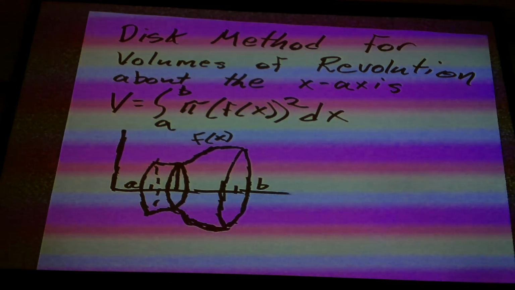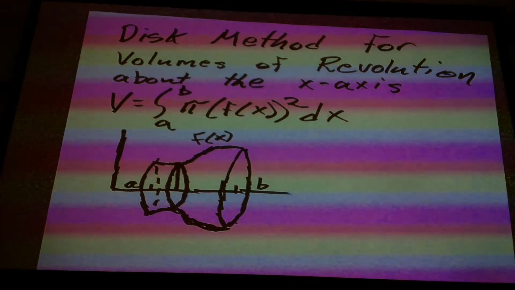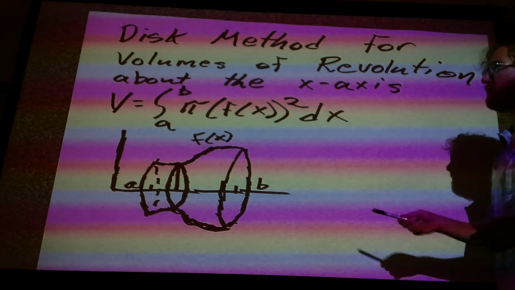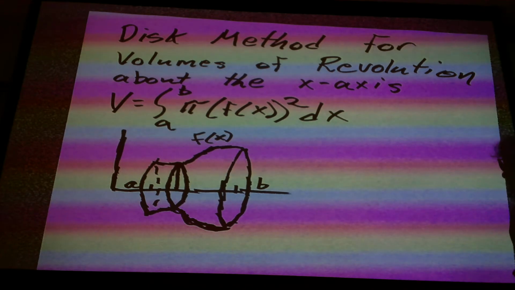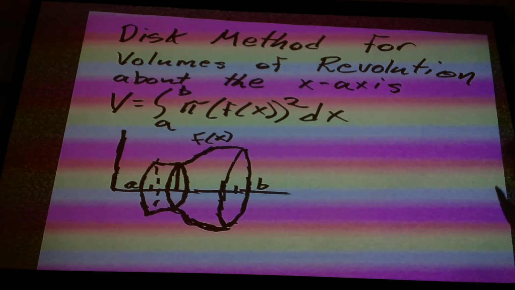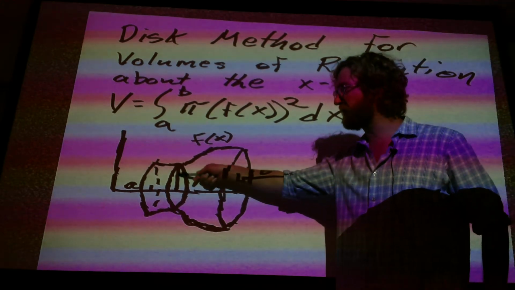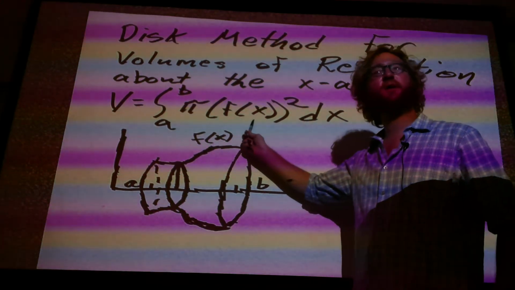When it comes to the disk method, this is going to be the integral from a to b of pi f of x squared. So what are you doing? What is this corresponding to? This is corresponding to pi r squared. You're taking a circle whose radius is corresponding to the height of the function. You can see that this height right here, the radius of this circle, is corresponding directly with the function.